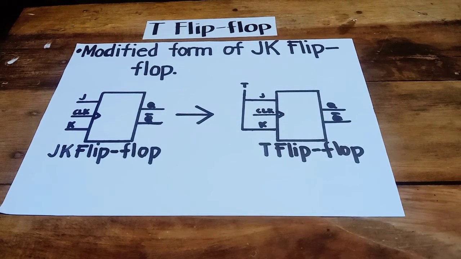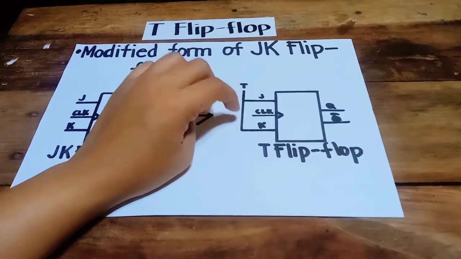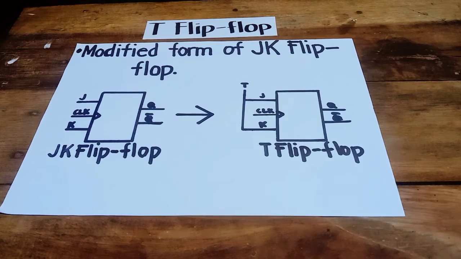A T flip-flop is constructed by connecting the J and K inputs, creating a single input called T. We provide only a single input called toggle or trigger input to avoid an intermediate state occurrence. Now, this flip-flop works as a toggle switch. The next output state is changed with the complement of the present state output. Hence, a T flip-flop is also known as a single input JK flip-flop.